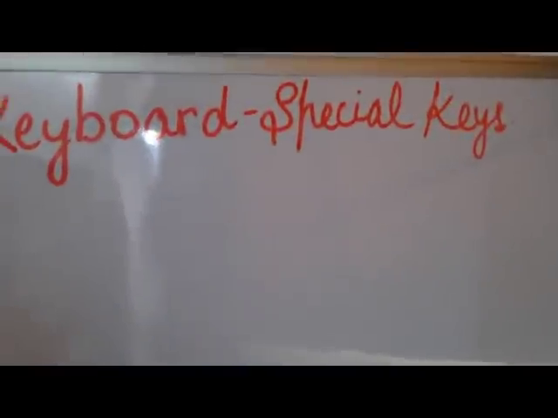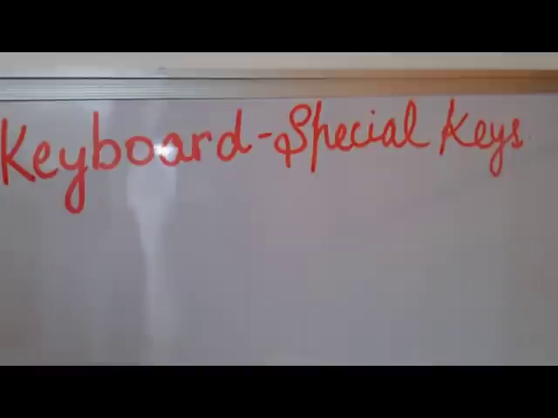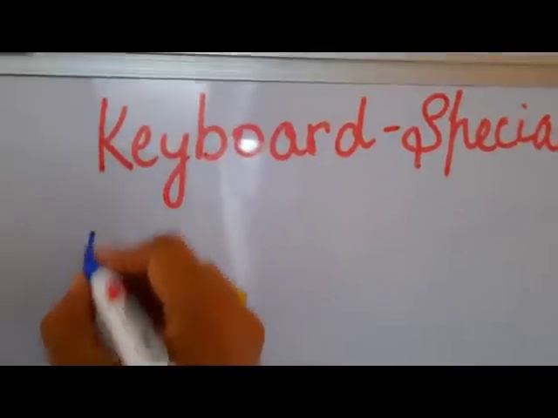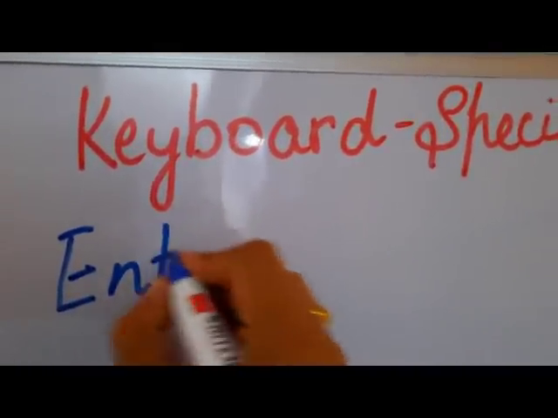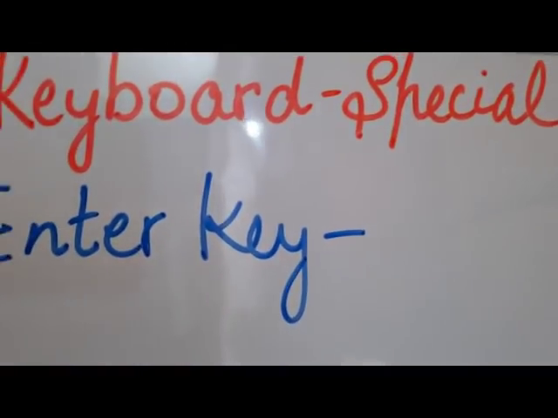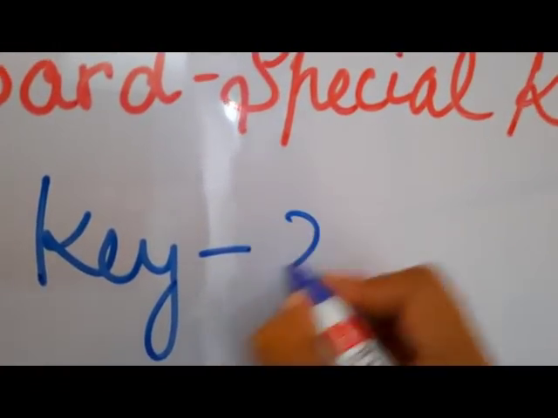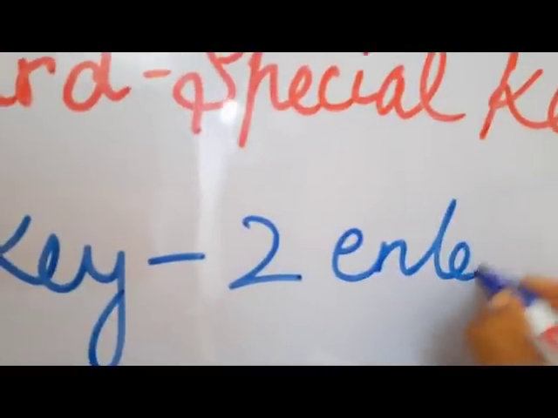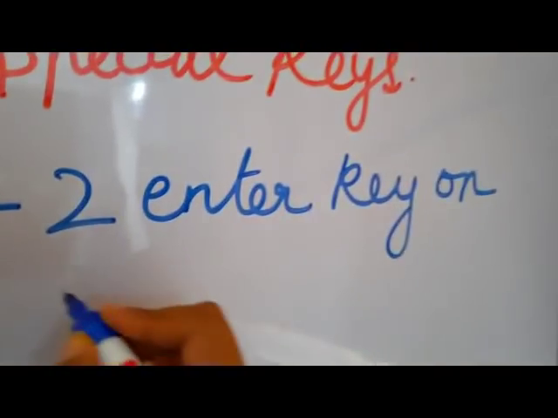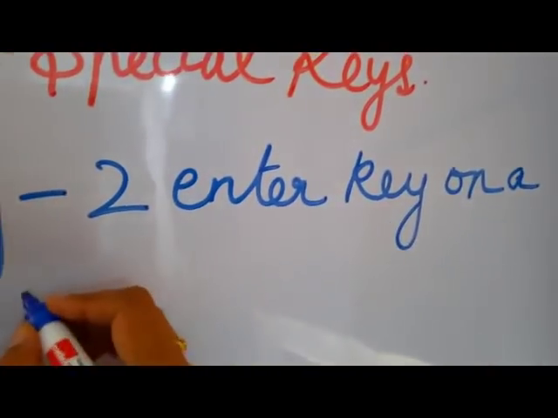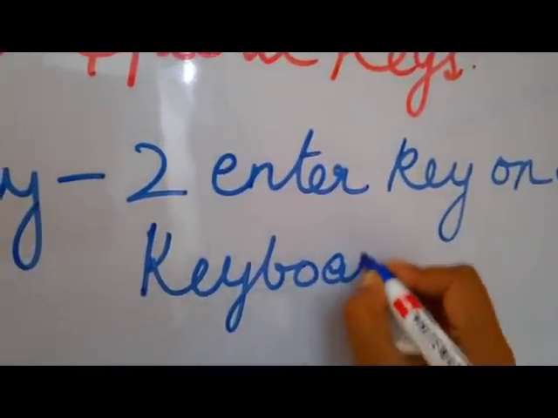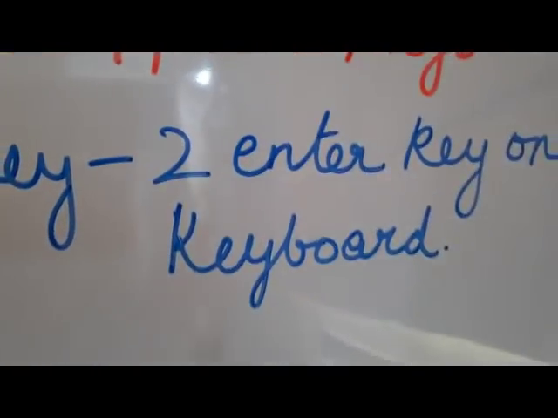Children, let's have a quick recap of what we learned today. So we learned about 4 different keys today, right? So the first key was the enter key. And what did we learn about the enter key? That there are 2 enter keys on a keyboard.